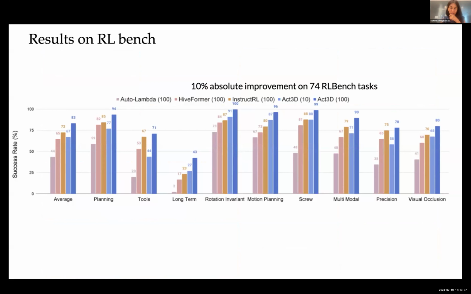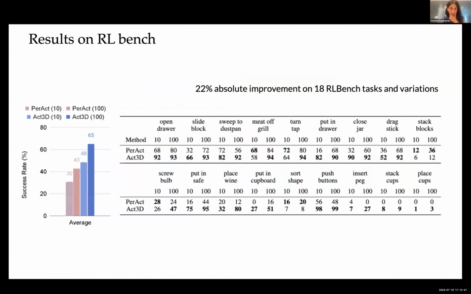And as you see here, thanks to this better representation, there are two RLBench benchmarks, depending on which paper you read. Here we do better than HiveFormer, and here we do better than PerAct. And interestingly, our model with 10 demonstrations does better than PerAct's model with 100 demonstrations, which shows that in the low data regime, 10 to 100 demonstrations, architecture matters.